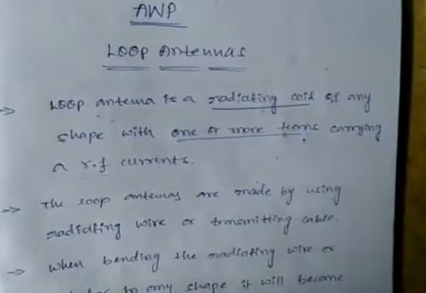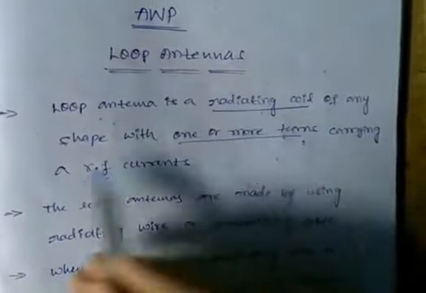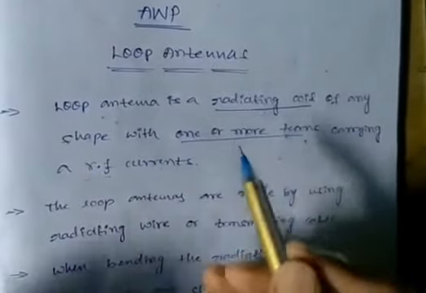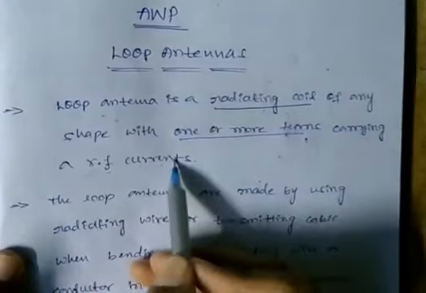So first of all, what is a loop antenna? Generally, a loop antenna is a radiating coil of any shape having one or more turns, and the loop antenna carries RF currents.